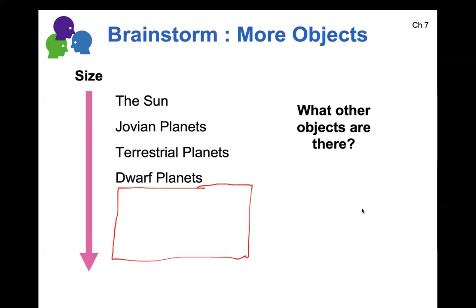Okay, Isabel suggests stars, but stars actually wouldn't be down here because they're too big. Stars would be the size of the sun, closer to the sun, and they wouldn't be in our solar system. So we can't add stars because we're just talking about things that are in our solar system based on size.